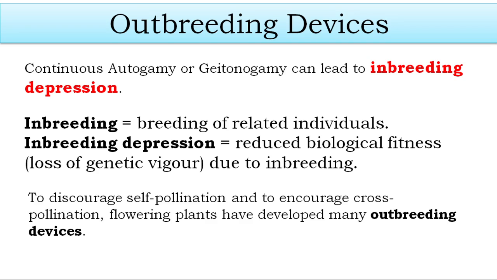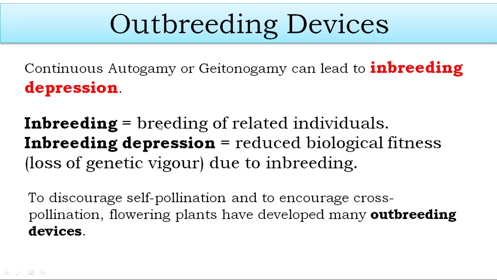Now if you remember, in our previous video we discussed three types of pollination: autogamy, geitonogamy, and xenogamy. And if you remember their definitions, we know that in autogamy and geitonogamy, the pollen of a plant lands on the stigma of the same plant. Therefore, they do not bring about genetic variation. Now, if there is continuous autogamy or geitonogamy in a plant population, it can lead to something called inbreeding depression. Inbreeding depression is not a good thing. So, we will see what we mean by inbreeding depression.